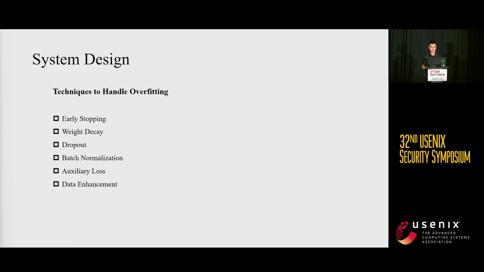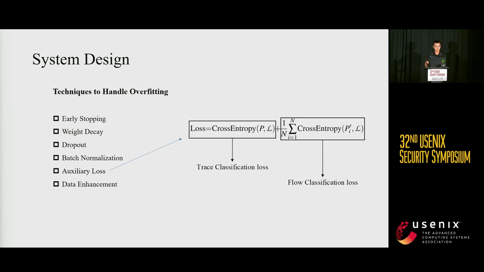The next step we take is to address the issue of overfitting, which poses a serious challenge in the domain of traffic fingerprinting. Due to the limited availability of datasets in this field, obtaining large datasets is both challenging and costly. To address this problem, we adopt 6 techniques: early stopping, weight decay, dropout, batch normalization, auxiliary loss, and data enhancement. The first 4 techniques are commonly used in deep learning, while the latter 2 are tailored for the traffic fingerprinting applications.